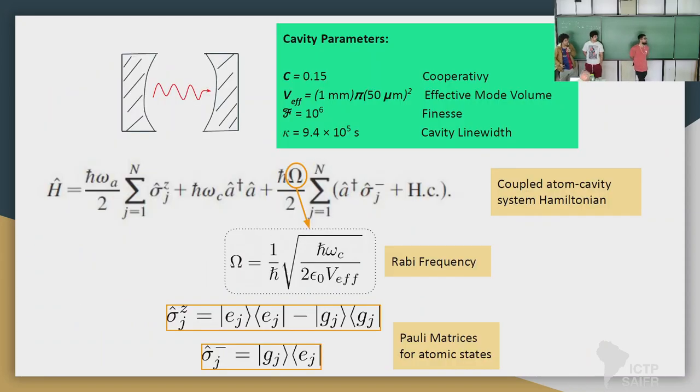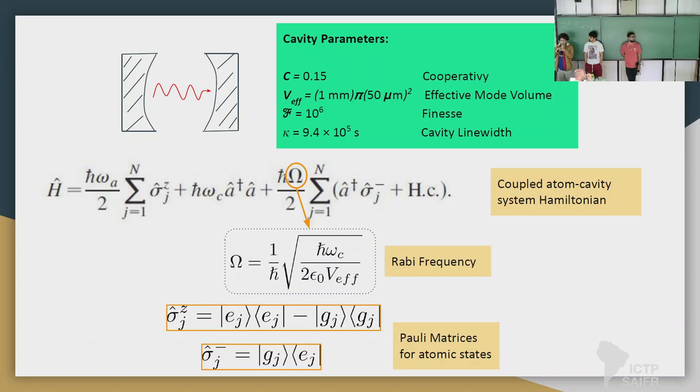So, how did they construct the cavity? These are the parameters: the cooperativity of the atoms in the cavity, the effective volume, the finesse of the cavity, and also the cavity linewidth. The idea is that the author was dealing with this problem in the resonance scheme, where the cavity resonance frequency was also the frequency of the transition omega A that I showed you before. So the idea is that the construction of the cavity can give us the collective effect that we want to establish.